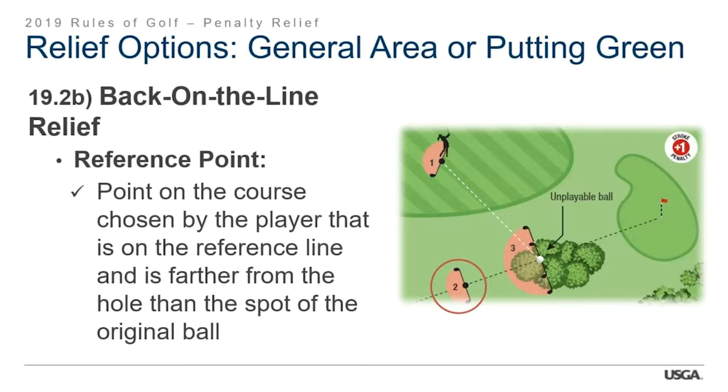So when we're doing the back on the line relief, we want to make sure that we have that reference point on the line, and then we get the 1 club length away from that. So it's a different procedure again. We're not dropping on the line. We're creating a reference point on the reference line.